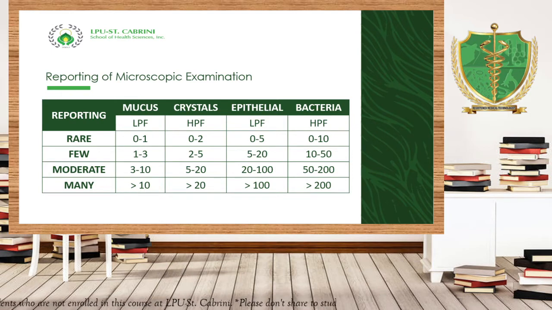Okay, so for the mucous threads, again, that is for LPO. That will be 0 to 1, that is rare, 1 to 3 few, 3 to 10 moderate, greater than 10 is many. So yeah, you're going to quantify it. Let's say for example, you see 1 to 3 per low power field of mucous threads in the urine. Instead of saying 1 to 3, we are going to report it as few. Okay, so if you see 5 to 20 crystals, that will be reported as moderate.